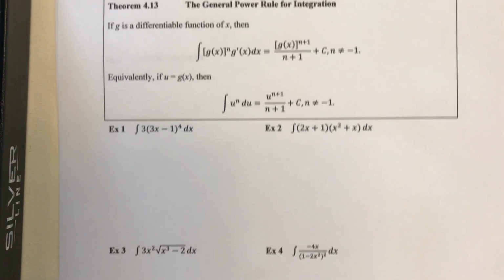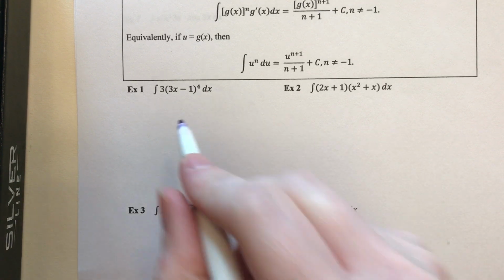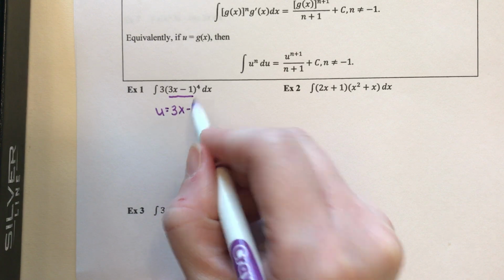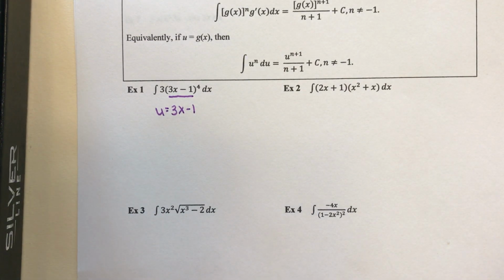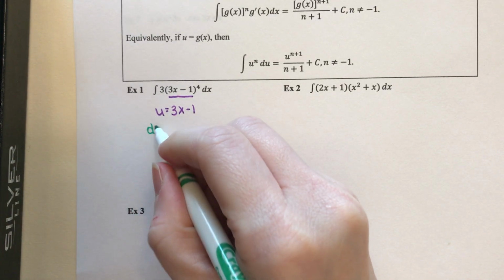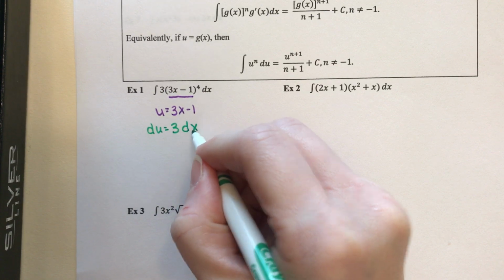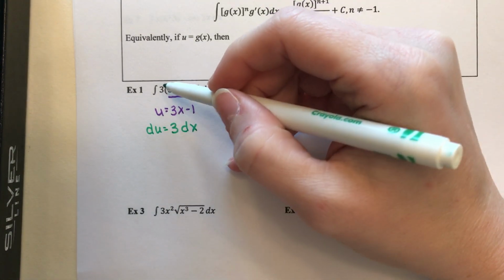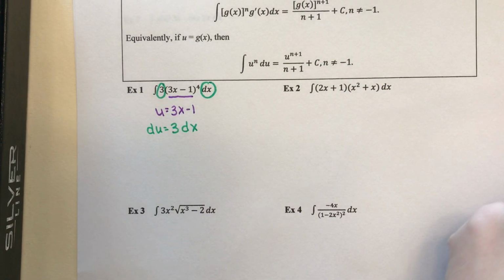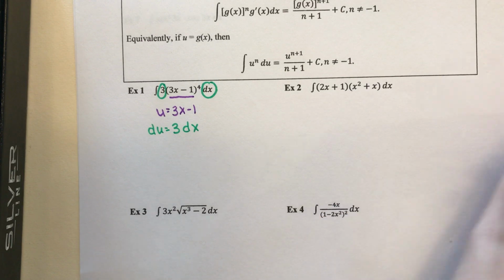Let's start with number 1 here. I'm going to start with this inside part right here as my u. u equals 3x minus 1. Next I'm going to find du. du is 3 dx, and this happens to work out perfectly because I have a 3 dx in the problem. If it helps you to color code, that might be a good idea, or doing circling and underlining, whatever helps you figure out how to substitute.